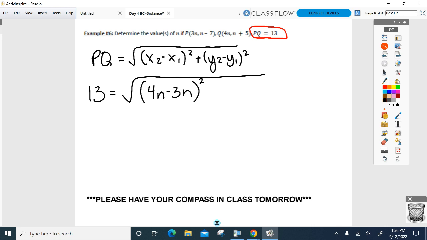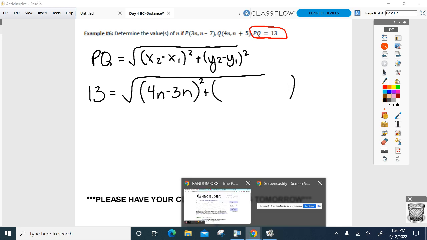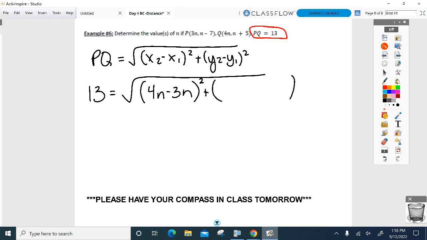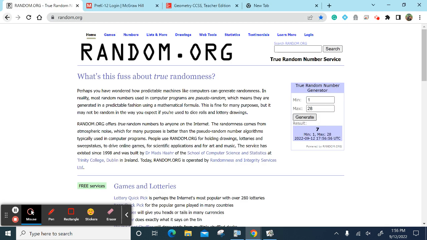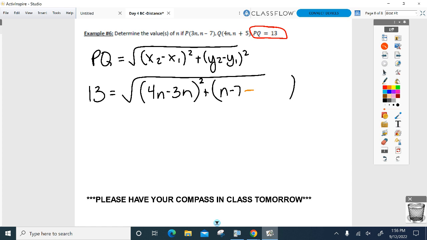Ask away because the y coordinates are going to blow your mind now. Any questions on 4n minus 3n? You ready to do the y's now? All right. Give me one y coordinate right now. I know I'm going to subtract both of them, but I only want one y coordinate at the moment. N minus 7. Okay. Thank you. Minus the other y coordinate, which is 7. What's the other y coordinate? N plus 5. Okay.